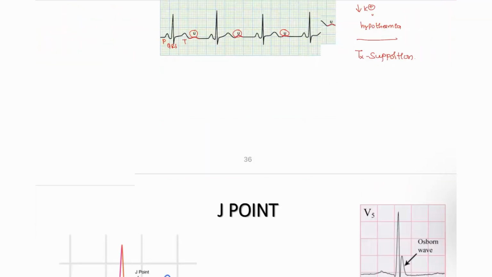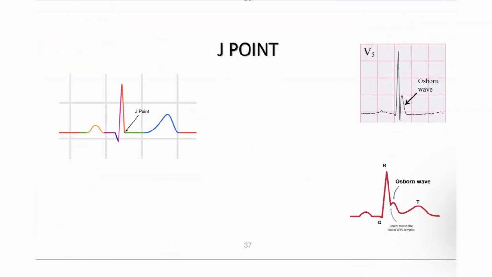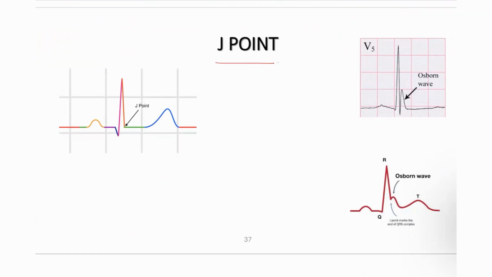Next, moving on to the J point. What is the significance of the J point? It is a junctional point. Here you can see this is the junctional point. If the J point is raised, it signifies ST segment elevation, and if lowered, ST segment depression. That is how the junctional point is used to decide.